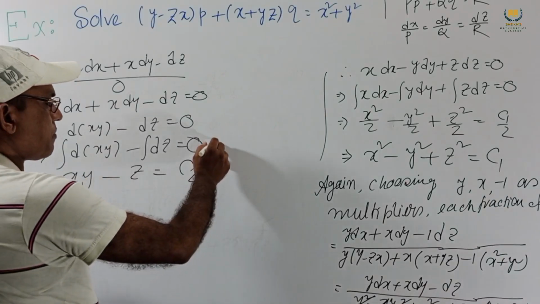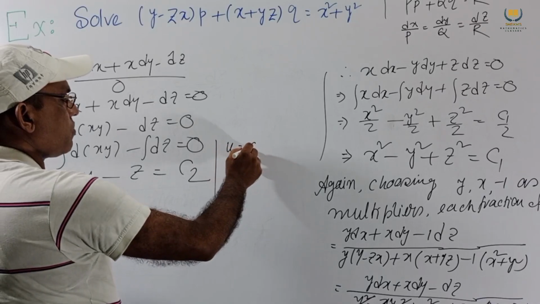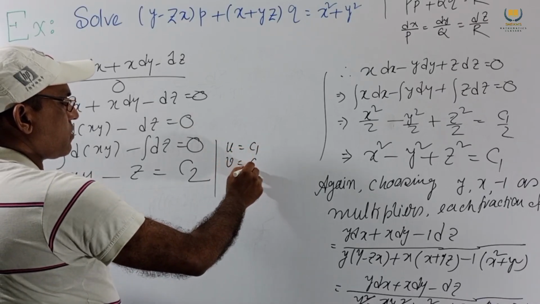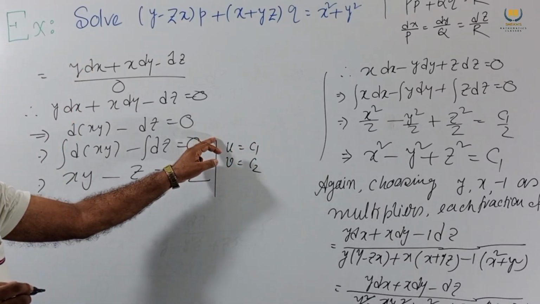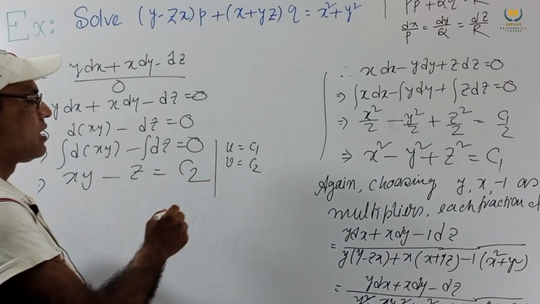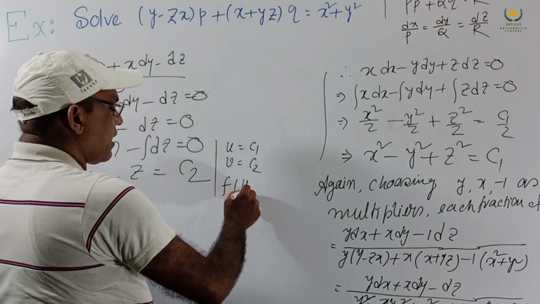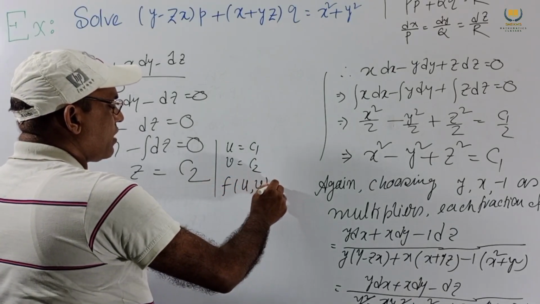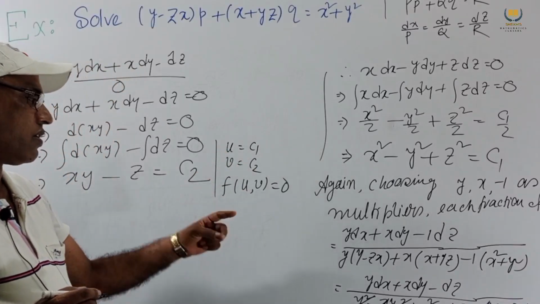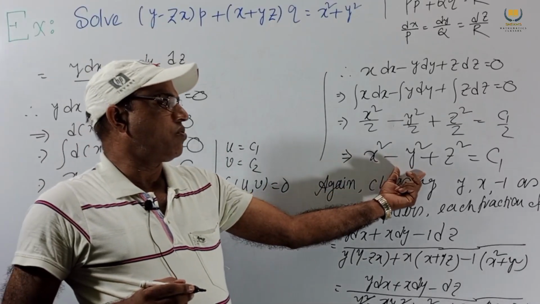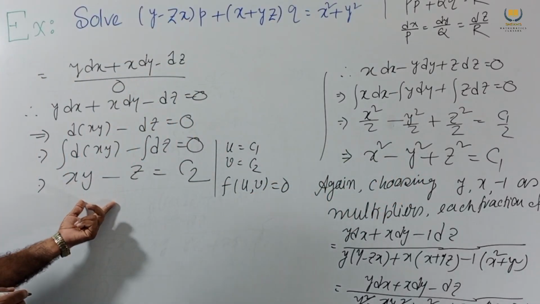Again you know this, if one solution u = c1, another solution v = c2, then the required solution will be f(u, v) = 0. This is our required solution. So this is u and this one v.